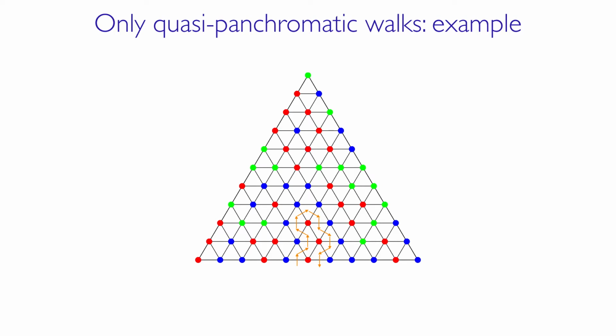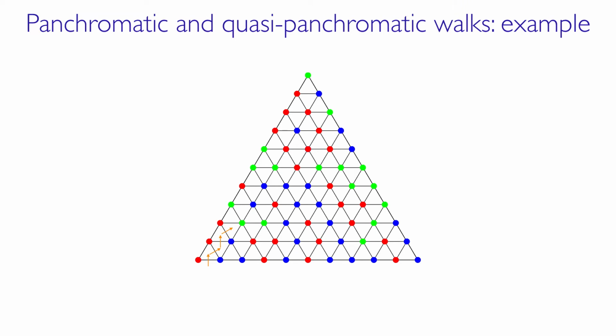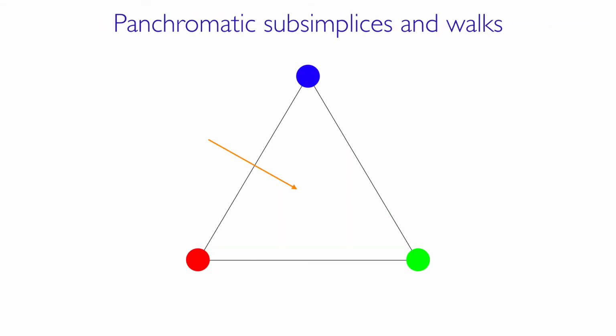In this case, all the subsimplices are quasi-panchromatic. In this case, instead, we start from a quasi-panchromatic subsimplex. We traverse red-blue facets until we reach a panchromatic subsimplex. Consider a panchromatic subsimplex. Given n labels, there is only one facet with that set of labels. In the picture, only one facet has, for instance, the colors red and blue. This means that a panchromatic subsimplex can be either the starting point or the terminal point of a walk.